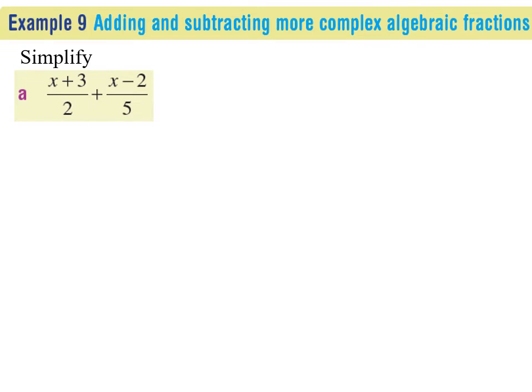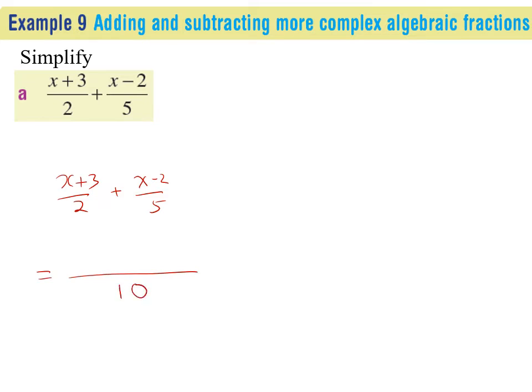Okay, then pause the video, have a go, and come back. Welcome back. So, what's the lowest common denominator for 2 and 5? Yes, it is 10, because 10 is a number where 2 and 5 can both go into. So, let's write down the question. And let's find the lowest common denominator, which is 10.